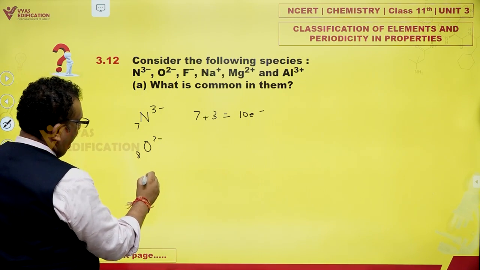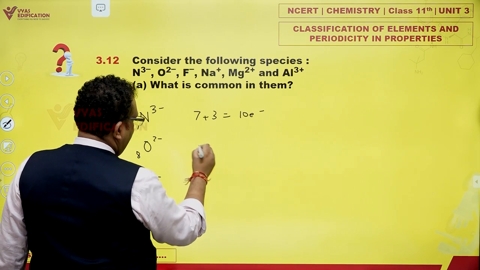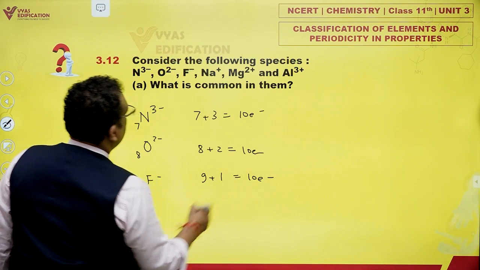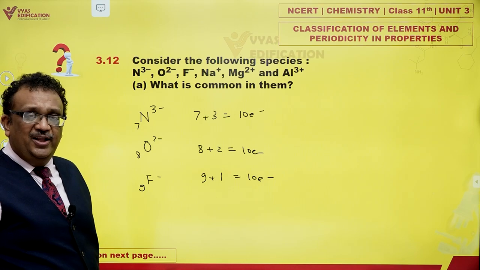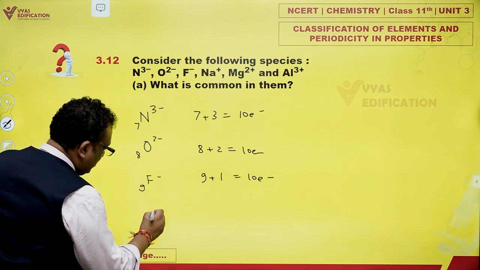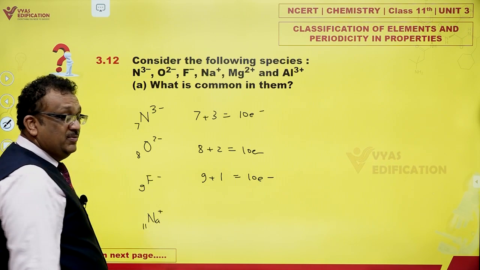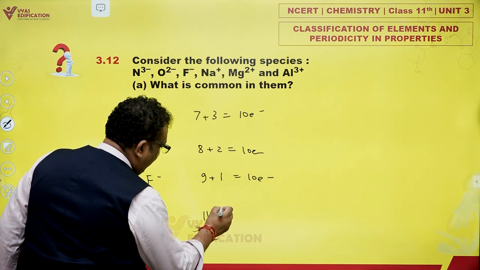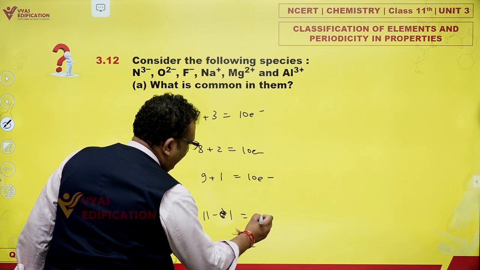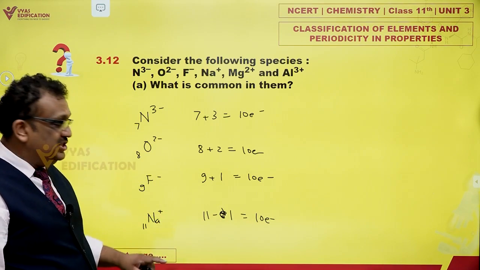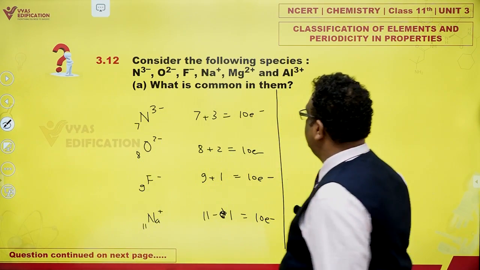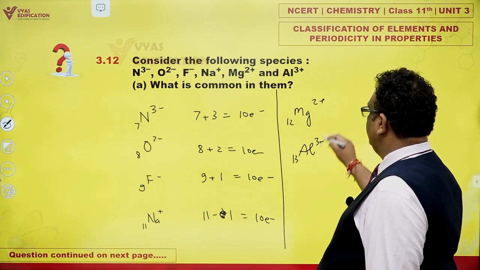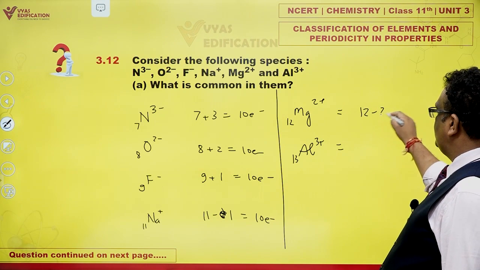Oxide, fluoride. This is 8 plus 2, 10 electrons. 9 plus 1, 10 electrons. There is no neon, but had we had neon, that also would have had 10 electrons. If you take a look at sodium ion, the atomic number of sodium is 11. That means it has 11 protons and 11 electrons, and if you take 1 electron away, it would be left with 10. Taking away 1 electron gives the plus 1 charge. Just see this. Magnesium, aluminium, same beautiful story.